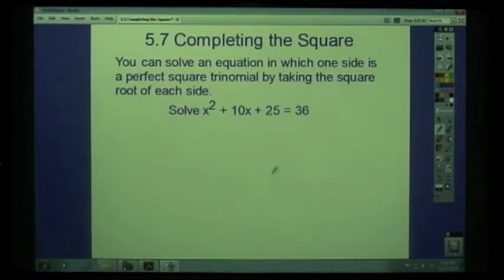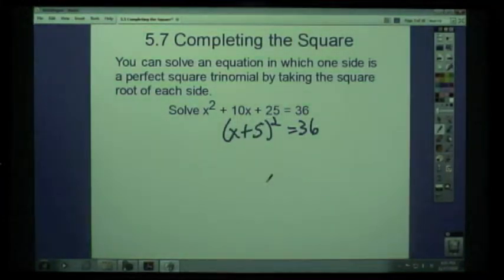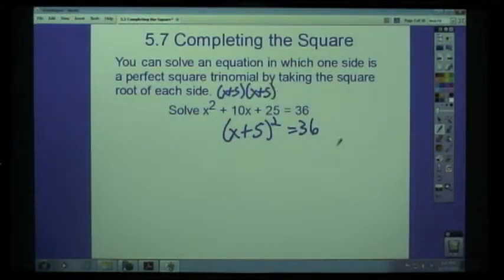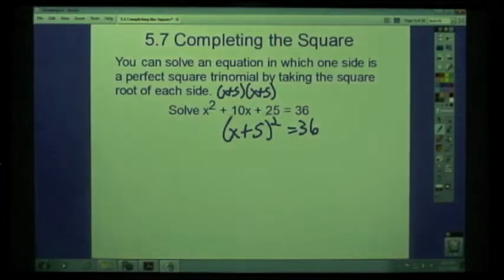So, you should have gotten this as x plus 5 squared. Why? Because x squared plus 10x plus 25 is the same thing as x plus 5 times x plus 5. Notice that I have set this one up perfectly for you. In just a little bit, we're going to figure out how to make this happen even if it's not perfectly set up. So we take the square root of both sides if I want to solve this.